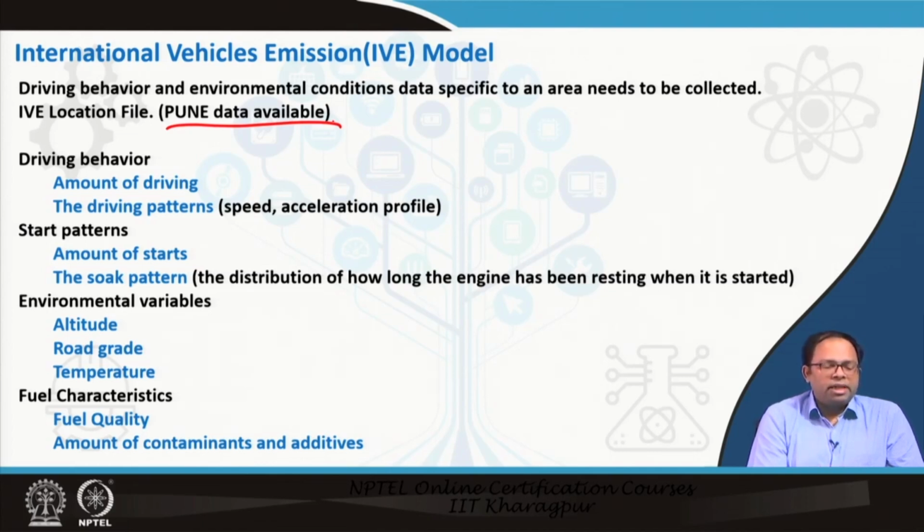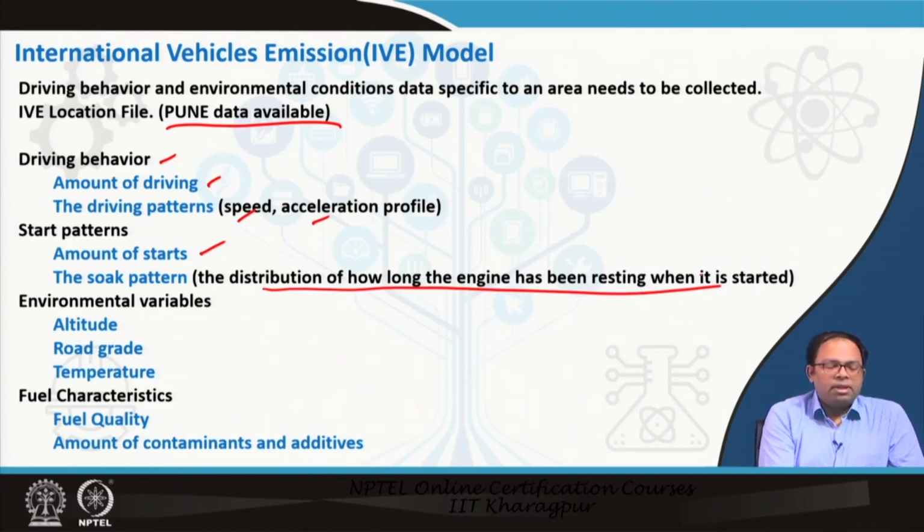And what kind of surveys or data do we require? We require data on driving behavior, like how many kilometers we drive, the driving pattern, the average speed, acceleration and other profiles, and the start patterns, the total number of starts. That means how many times you turn the vehicle on and then off. The soak pattern, the distribution of how long the engine has been resting when it is started. Then environmental variables like altitude, road grade, temperature also play a role, and fuel characteristics like fuel quality and the amount of contaminants and additives. This also needs to be included in the model.